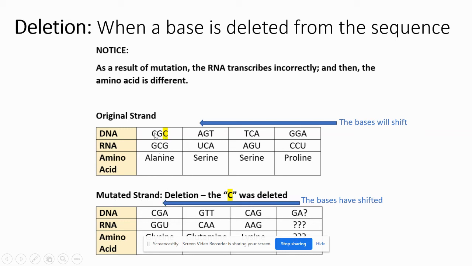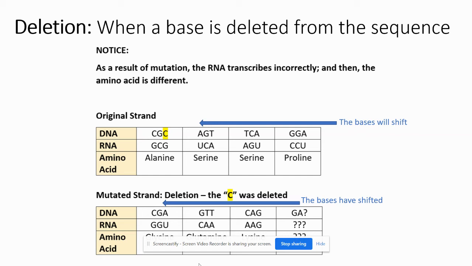So instead of GCG, it's GCA. Instead of AGT, there's that A, and that's GTT. And again, I'm not going to read them all, but notice how they've all shifted over. And again, the big deal here is that as a result of a mutated DNA, the transcription is different and the translation into the amino acid is different. So mutations cause change. You've just reviewed insertion and deletion as frameshift mutations.